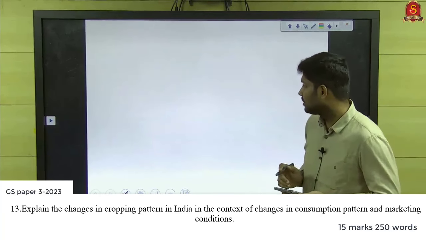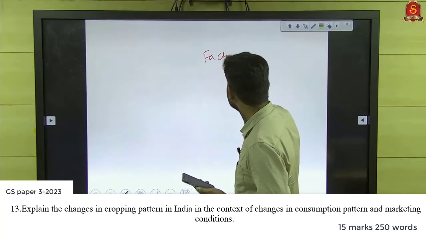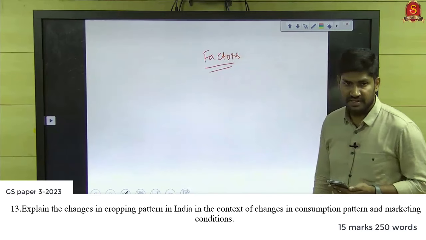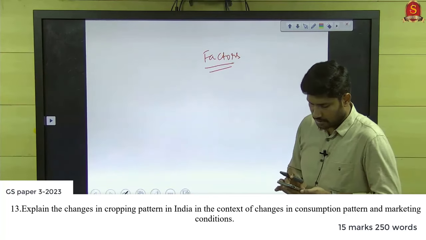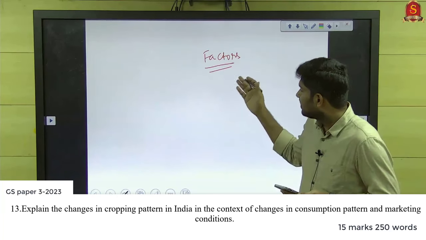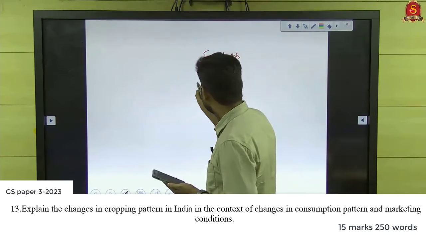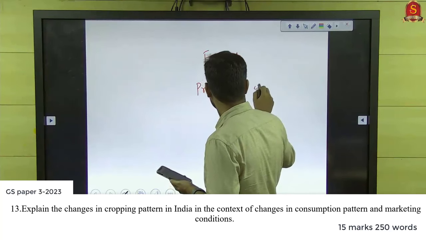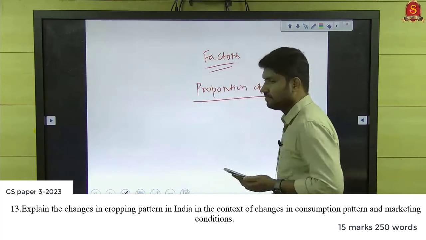So this question is about factors affecting cropping pattern. What are the factors affecting the cropping pattern in India? Here the question is very specific to the factors. There are various factors affecting cropping pattern. First of all, the cropping pattern means the proportion of area under various crops at a particular point of time.